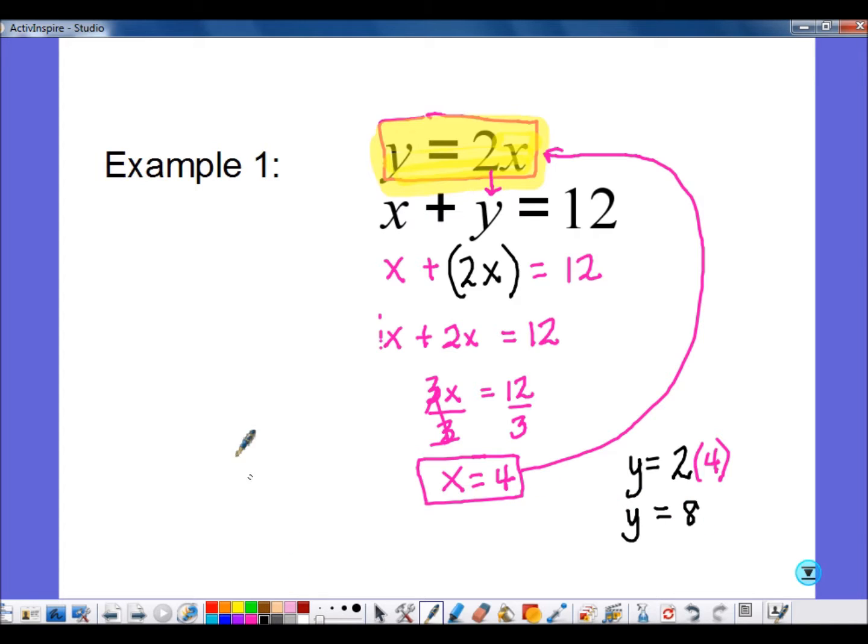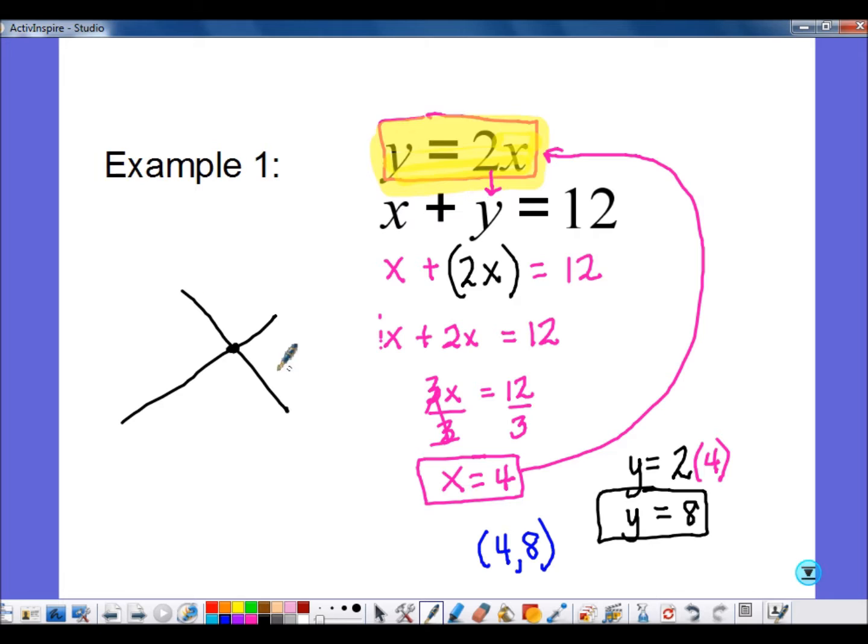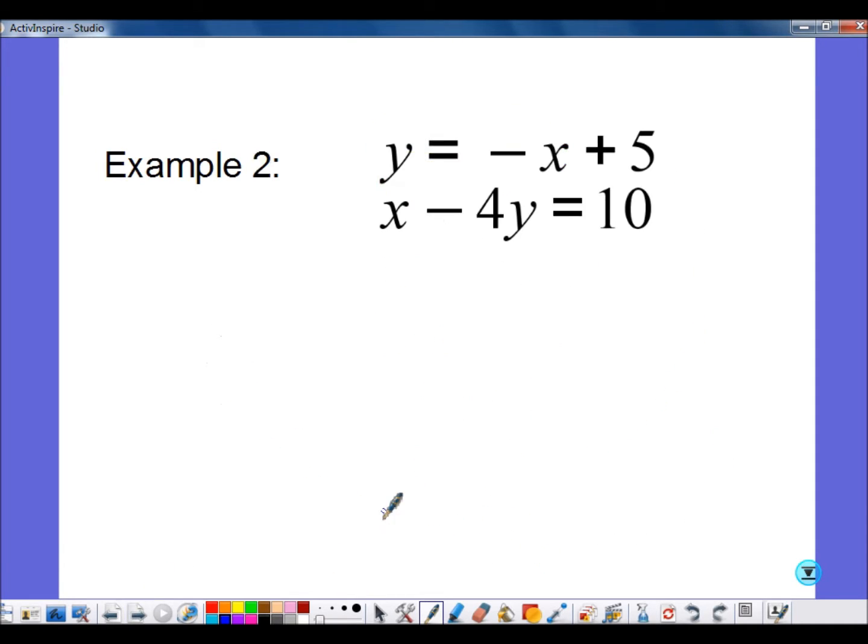So now remember, this is a solution. This is where I have two lines and they're going to crisscross at an actual point. Remember? So the actual point to this is I'm going to put both of these answers together. So my solution is at 4, 8. So if I were to graph this on an x-axis, y-axis, this dot right here would be where they crisscrossed at 4, 8.